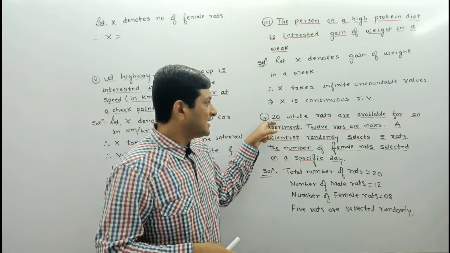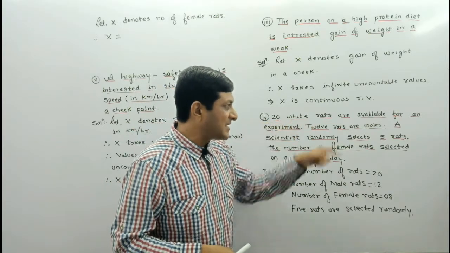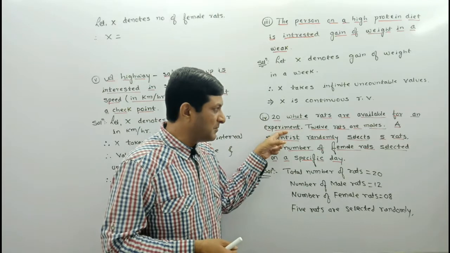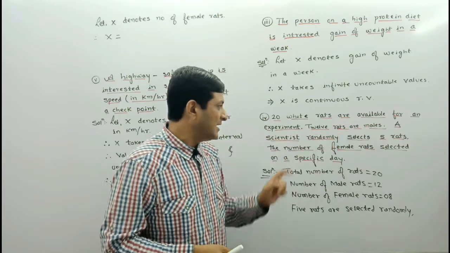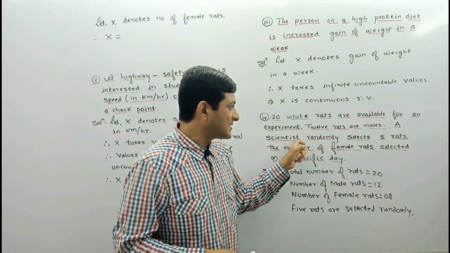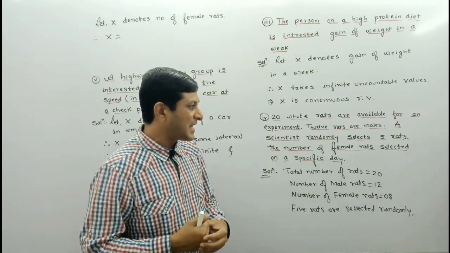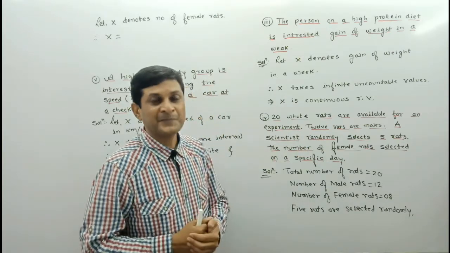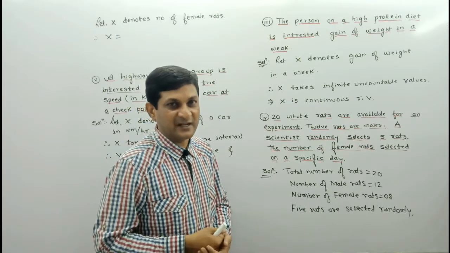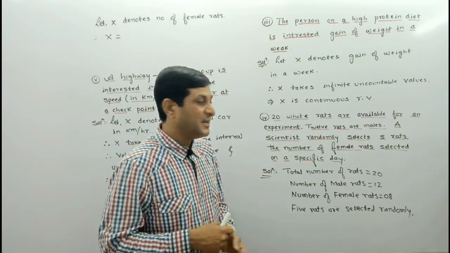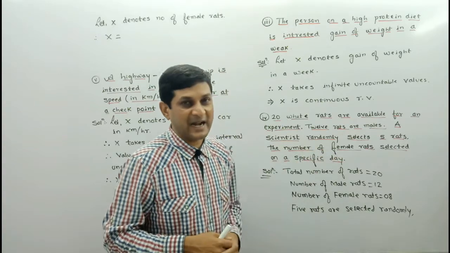So now in the next example 4, 20 white rats are available for an experiment. 12 rats are male. A scientist randomly selects 5 rats. The number of female rats selected on a specific day, that we have to find out here. Means x is what? Random variable, which shows what? Number of female rats selected.